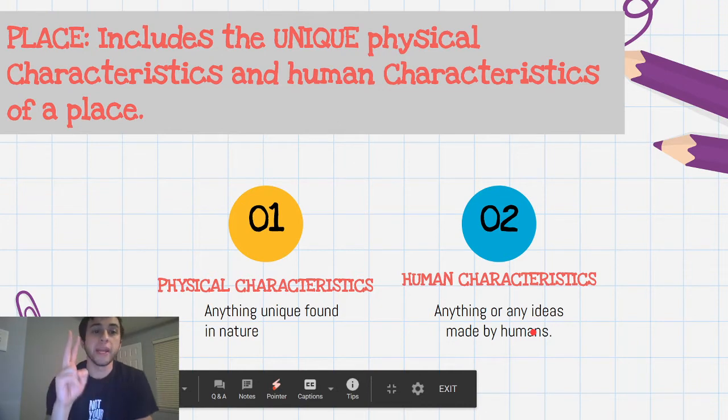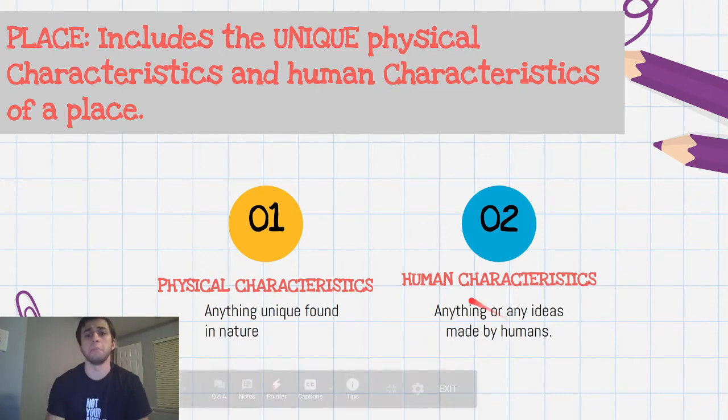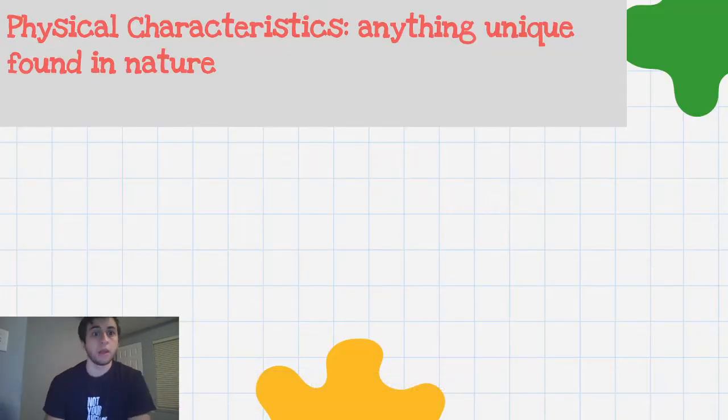There are 2 important terms when we talk about place. The first is physical characteristics. Those are anything unique found in nature. The next are human characteristics, anything or any ideas made by humans. So for physical characteristics, it's anything unique found in nature. Unique is really the key word.